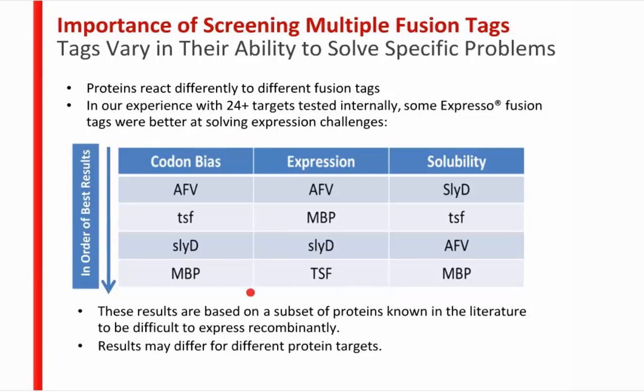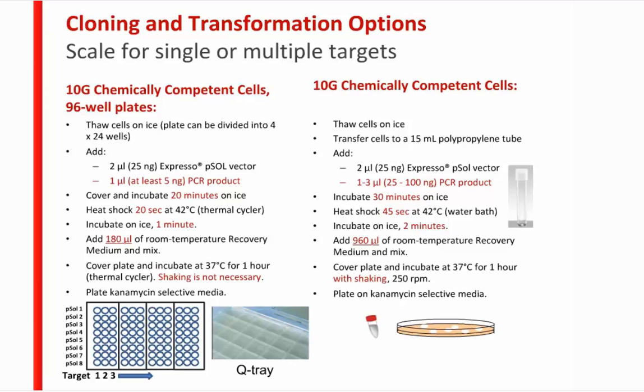So let's talk about scale-up. This particular system does offer many options for cloning and transformation. The competent cells are really one of the key components that enable scale. So the kit is provided with chemically competent cells in tubes, so 1 transformation per tube. Very normal transformation like you're very used to doing. Again, except that you're doing your cloning and your transformation basically in the same step. So you thaw cells, add the Expresso pre-sol vector, and then add the PCR product and just transform using a standard protocol and plate.